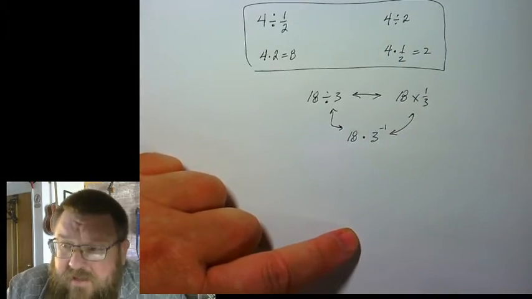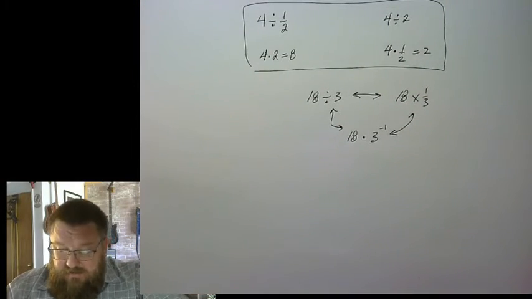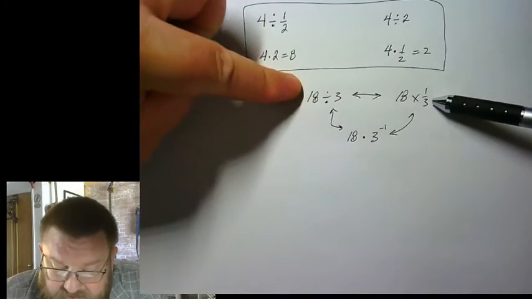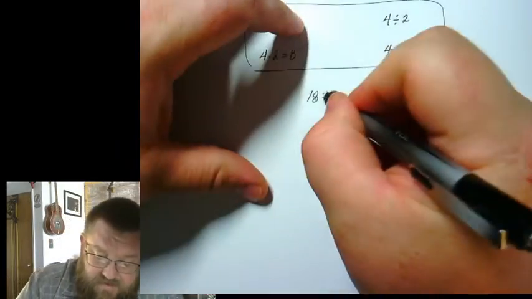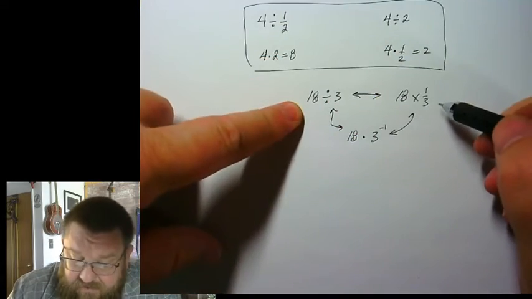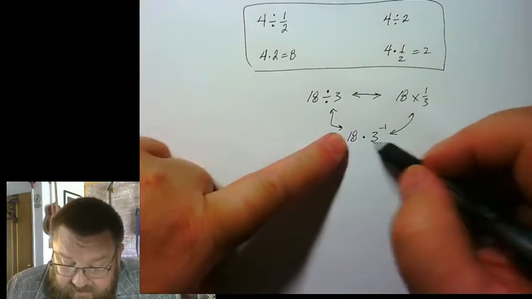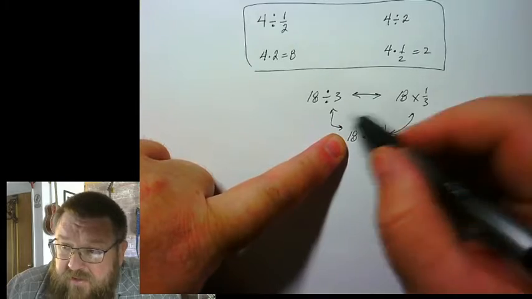Take a minute to think about that. Take a minute to think about why that is. Especially these two. Do you know why this is? 18 divided by 3. Yeah, exactly like that. Those are the same. You've been taught how to do that. This is the same as both of those.